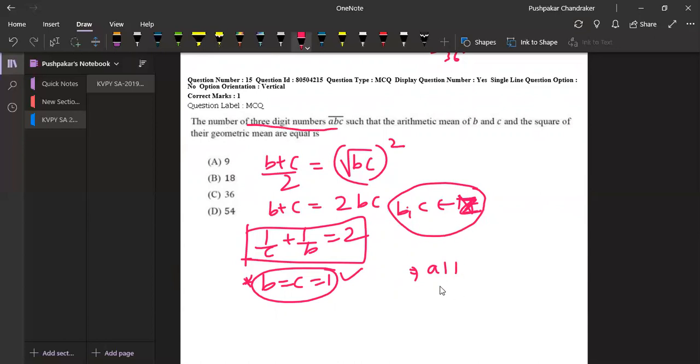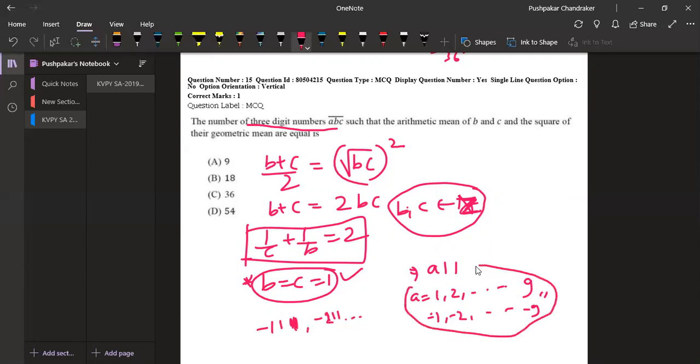So what are the possibilities? A can be 1, 2, 3 up to 9. But after that, A can be negative also, like the number can be negative numbers also. So I should write the negative also. It means the number can be minus 1, 1, 1 also, or minus 2, 1, 1 also, and so on. So don't forget to count the negative integers also. So that gives you a total of 18 possibilities.